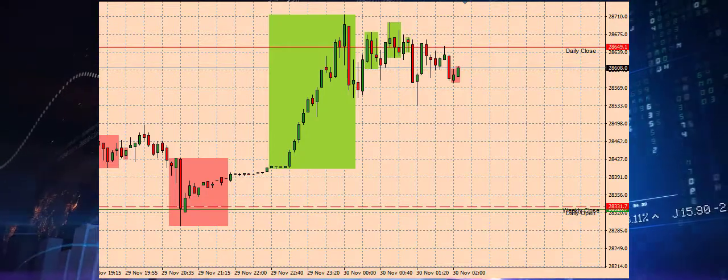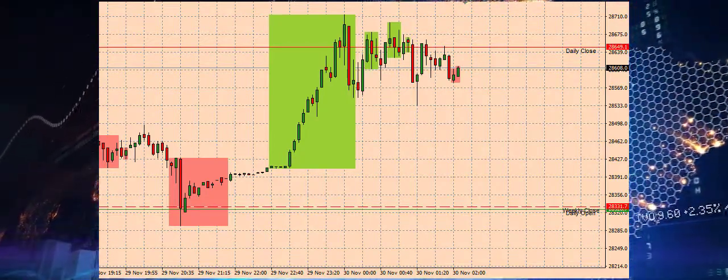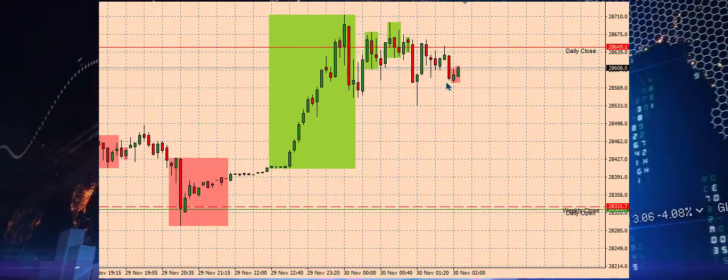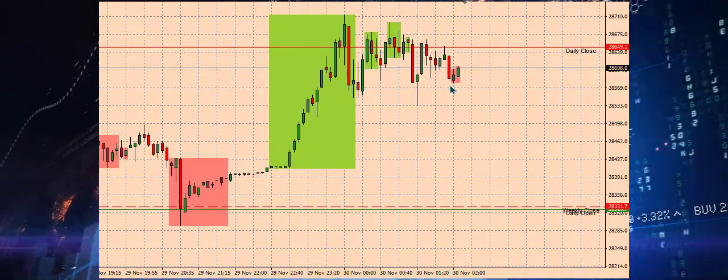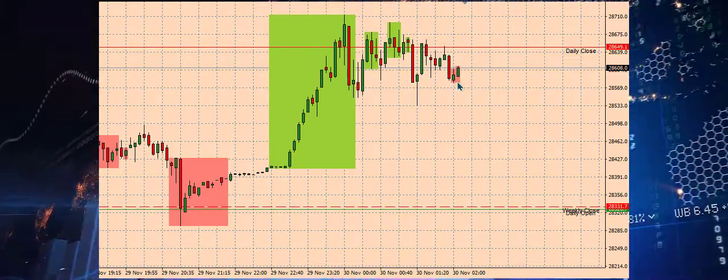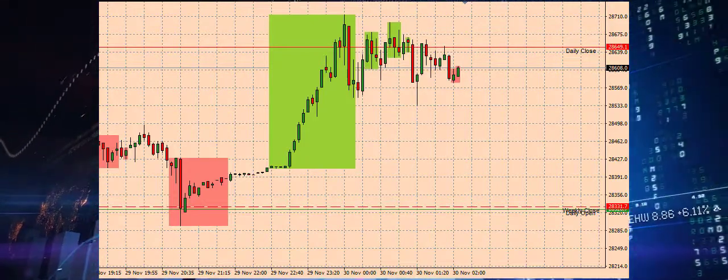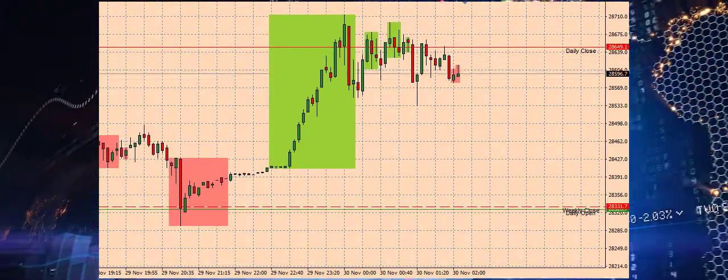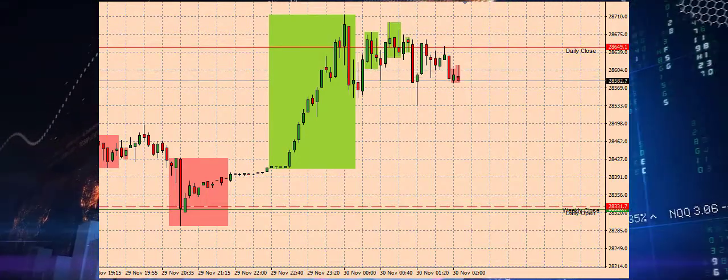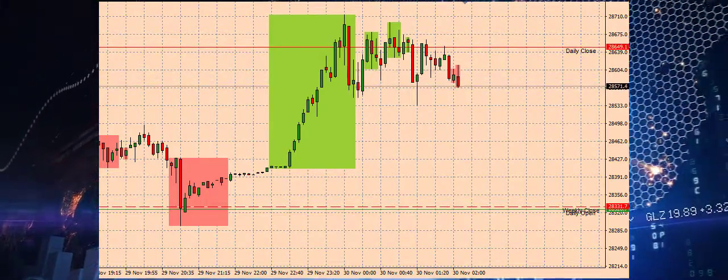A valid entry point would be if this current candle trades down below the setup candle, which is this candle here. If it trades below that, then that's where you want to enter the market to go short. Okay, you would enter the market there.